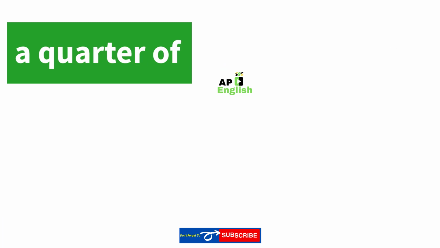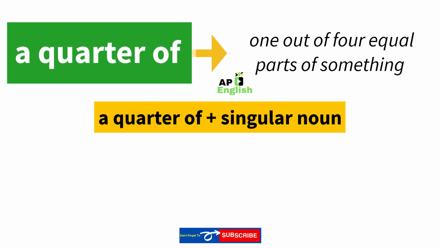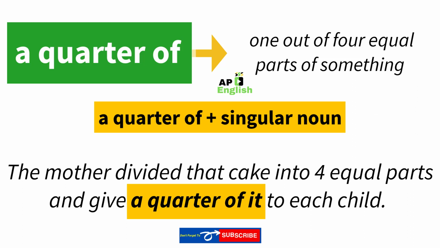A quarter of. One out of 4 equal parts of something. Example: the mother divided that cake into 4 equal parts and gave a quarter of it to each child.